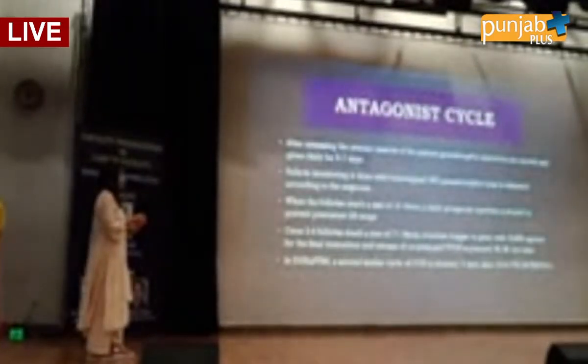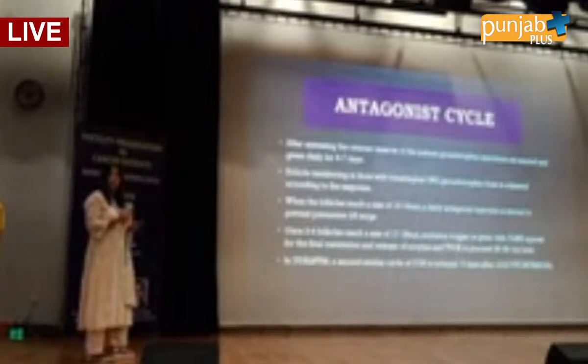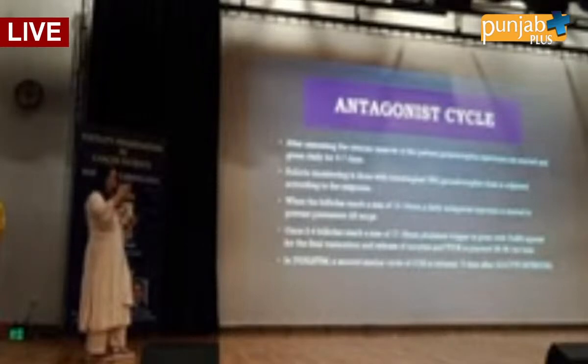So just a brief about the antagonist cycle. After assessing the ovarian reserve with ultrasound, antral follicle count, AMH, and after checking the general health of the patient, she should be medically fit also. She should not have high risk factors for pregnancy in future. Gonadotropin injections are started and given daily for 5 to 7 days. After this, follicle monitoring is done with transvaginal ultrasound scan. Gonadotropin dose is adjusted according to the response of the patient. If she has a good response, the dose can be brought lower. If she doesn't respond well, the dose can be increased.